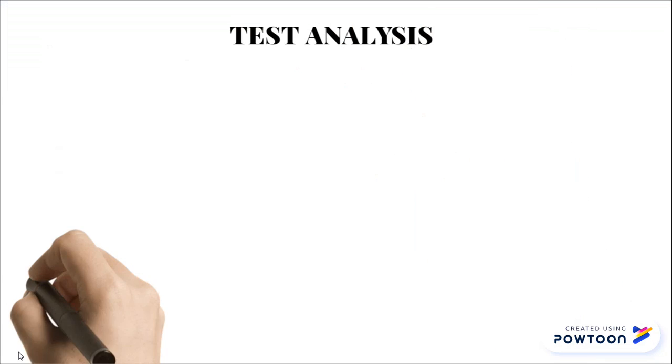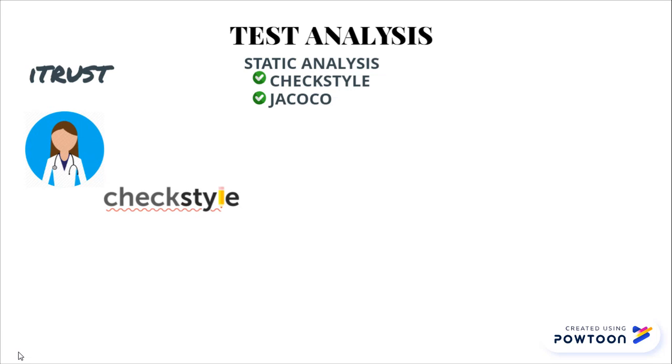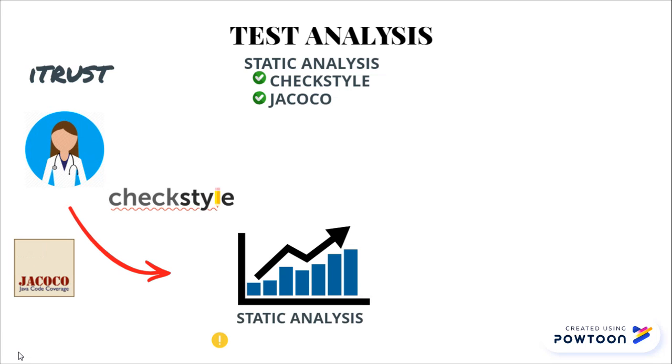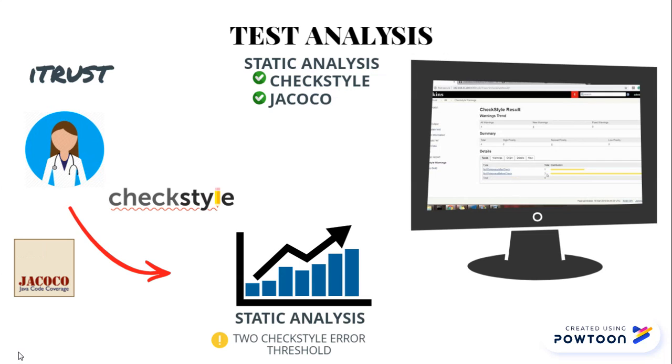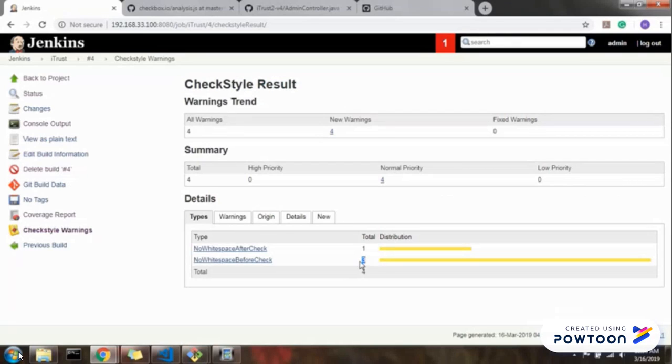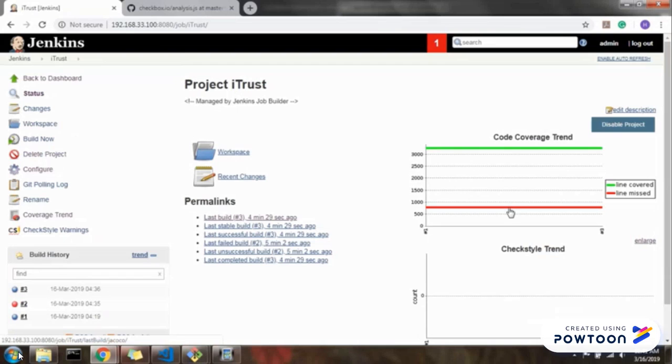For the second milestone, we added plugins to Jenkins such as Checkstyle and Jacoco, and we also set thresholds to fail the build if there is a violation. So after running the Ansible script, this is the Checkstyle plugin, and this is the Jacoco plugin.